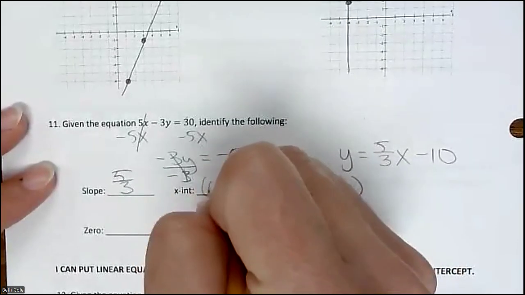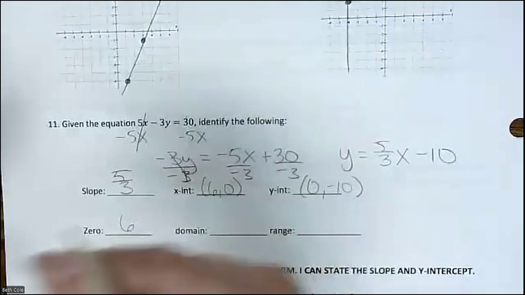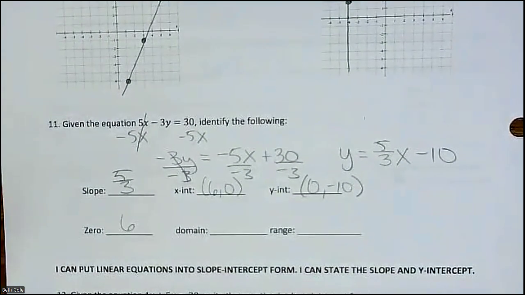And so what's the 0? 6. It's the same answer. It's just another word for the same thing.